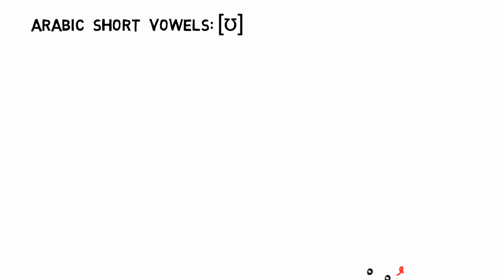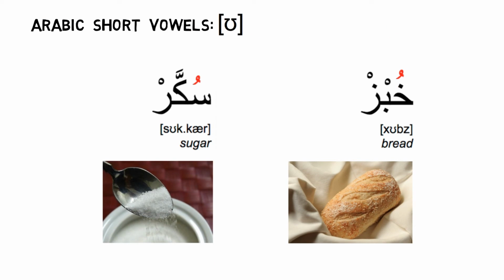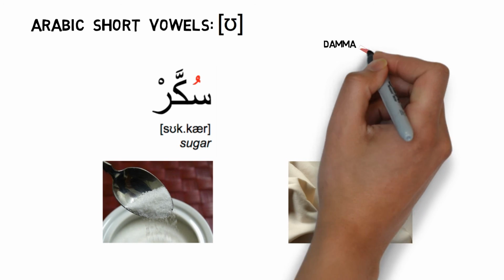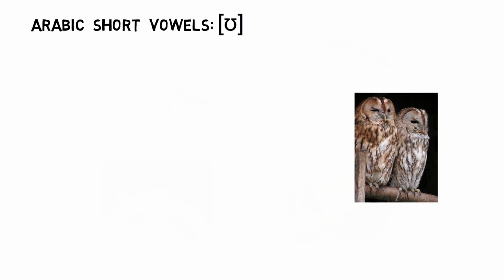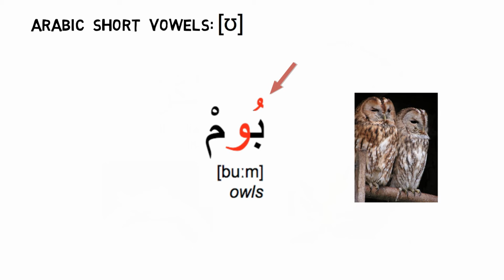Next, the short u as in khubz or sukkar, which is indicated with this diacritic known as dhamma. It's basically the same as English's u as in foot. And if you see that diacritic with a waw afterwards, you'll get long oo as in boom. This vowel is extremely close to English's oo as in boom.